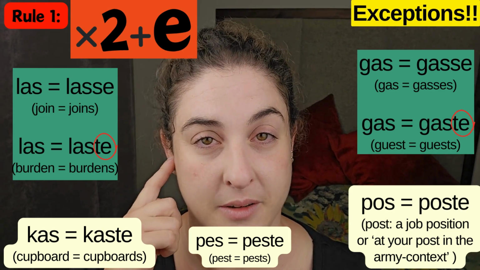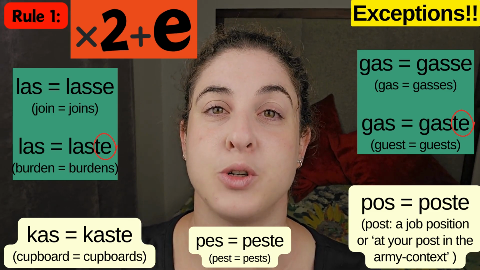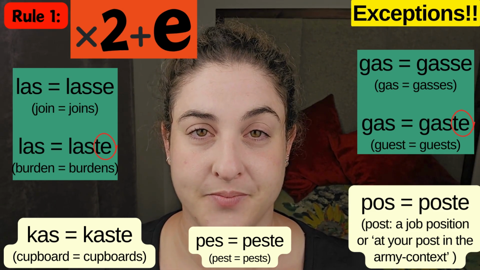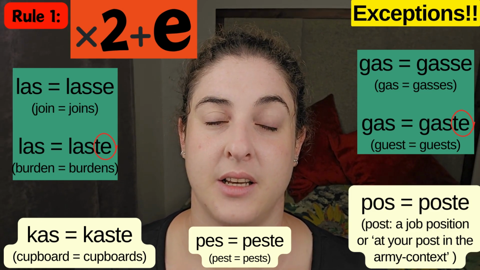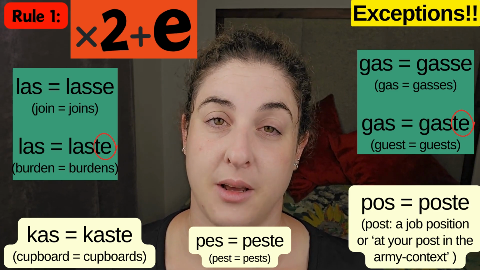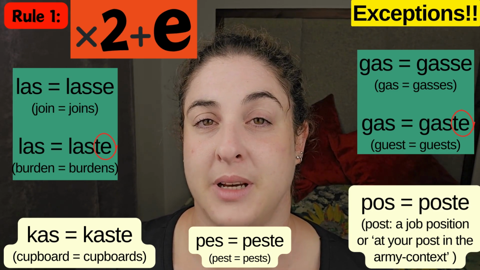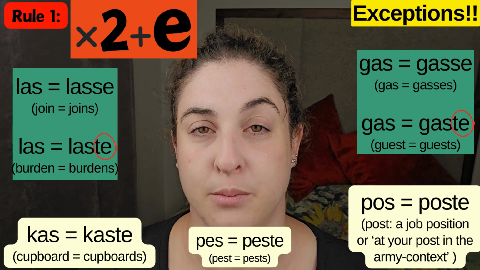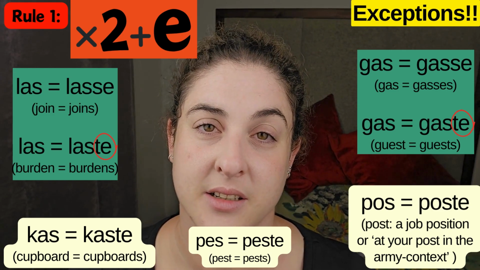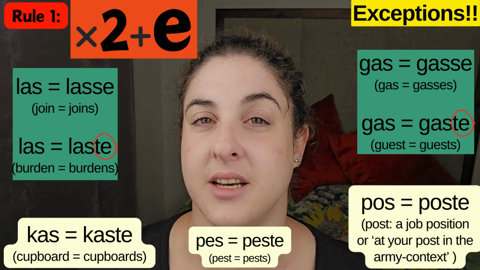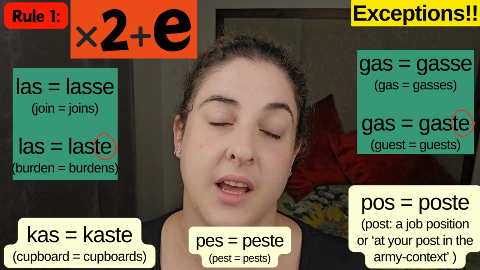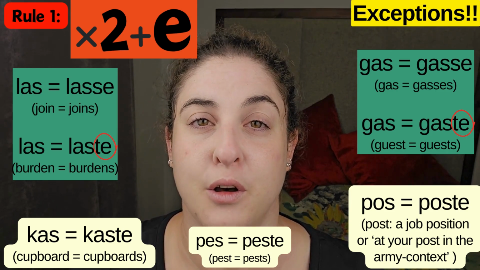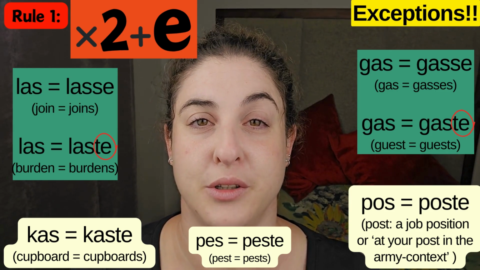Las is the word for join, where two things are joined, but also for burden, like you carry a burden. So in the singular form, las is spelt and pronounced the same. So they had to make a decision on how to discern between the two in the plural form. So you have las for a join, and then lasse for joins, and then las for burden, and laste for burdens. So this is something you just have to learn.